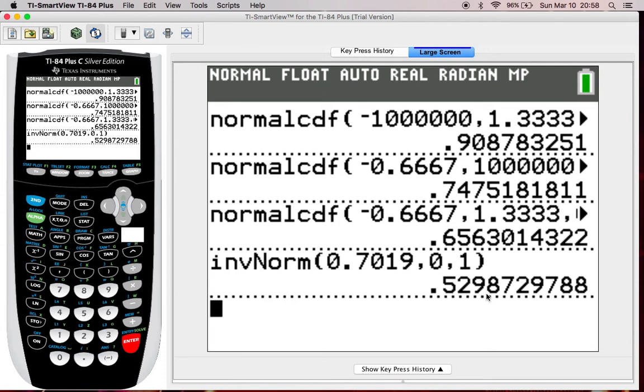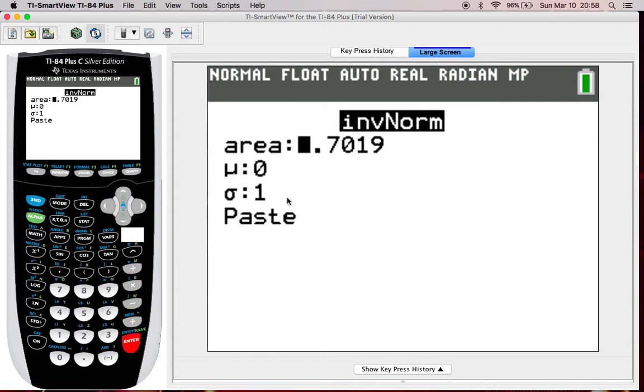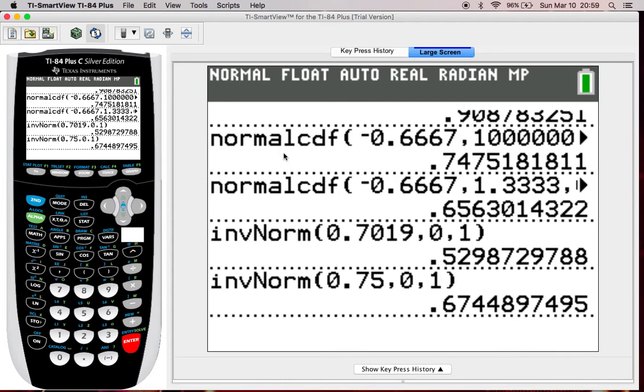So then we did it again with the 75th percentile. So 75% is less than or equal to what value? So number 3, inverse norm. Now I'm going to change this to 0.75. Always 0 and 1. We're never going to change those. And the reason is I always want you calculating z-scores. So paste it in. 0.6745. That's what we got for that z-score, which is good.